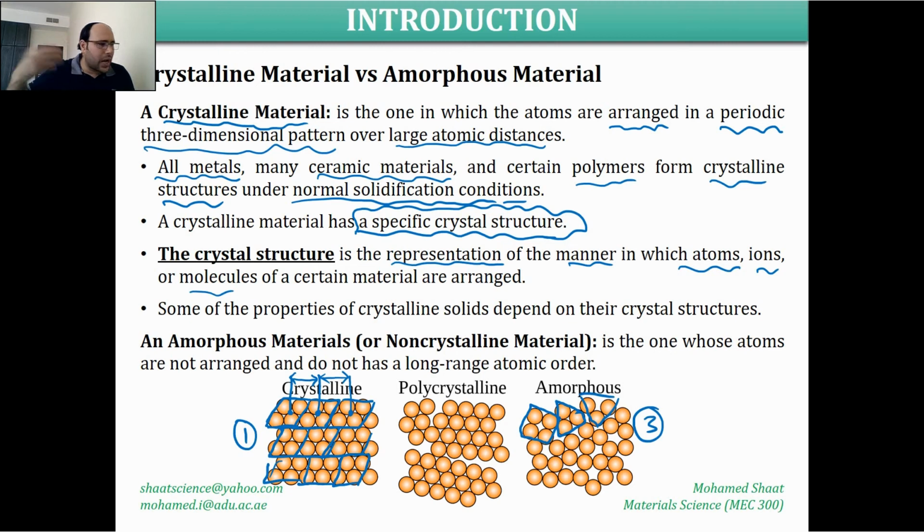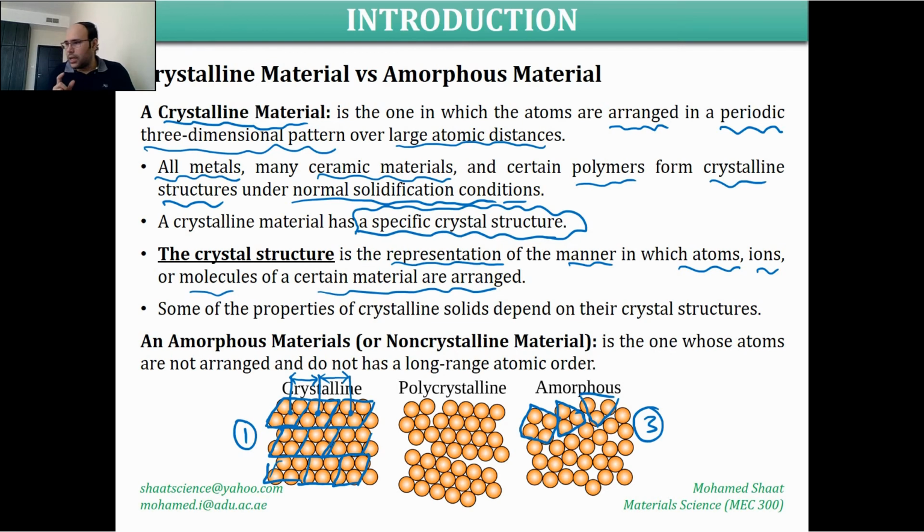So no matter what the basic unit that forms this material is, whether it is an atom, ion, or molecule, these units are arranged in a certain manner, in a certain way. This way of representing or arranging these atoms is known as the crystal structure. So the crystal structure is the representation of the manner in which atoms, ions, or molecules of a certain material are arranged. This is what defines a crystal structure.